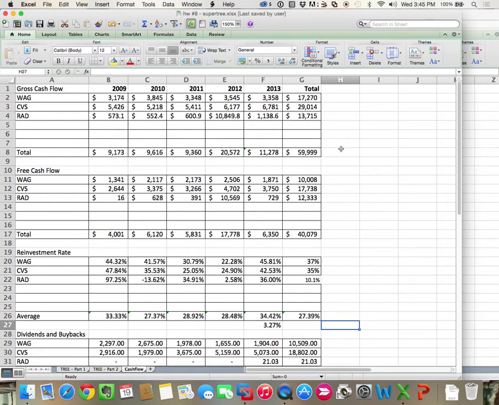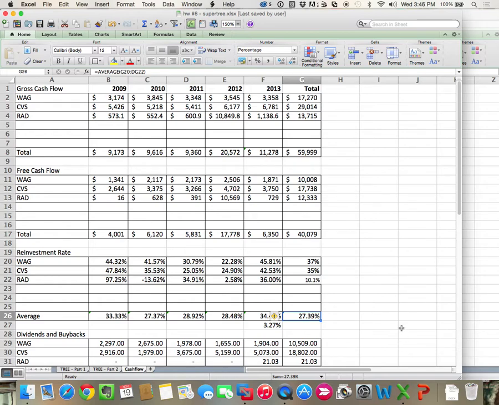So for Walgreens, CVS, and Rite Aid, that's about $60 billion over the last 5 years. Second, how much free cash flow are they generating after investment? And again, for these companies, about $40 billion, which means about $20 billion was reinvested back into the business. Now, from a reinvestment rate standpoint, gross investment divided by gross cash flow, about 27% of the gross cash flow was reinvested back into the business. That's our reinvestment rate in this business.